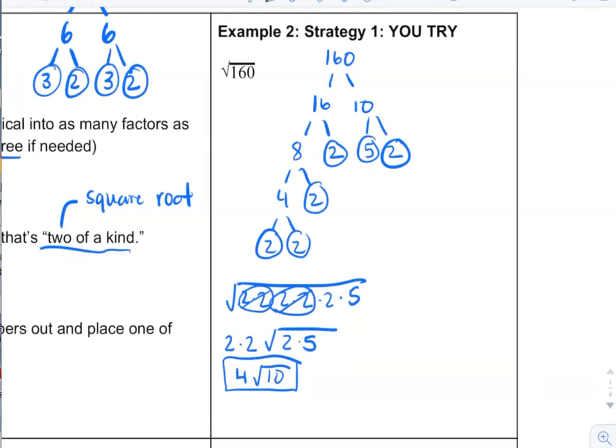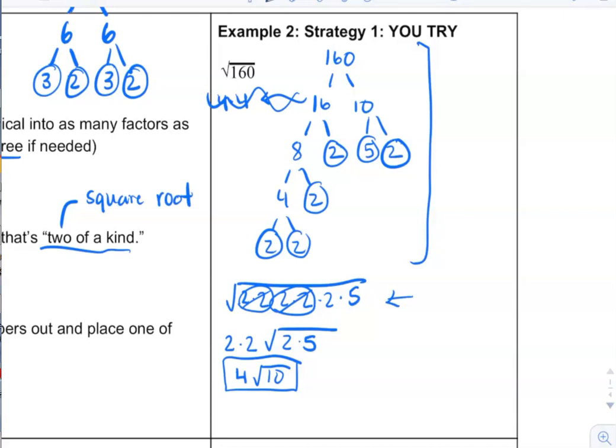All right, here's your answer for strategy 1, example 2. Realize, guys, that your factor tree could look different. So, for instance, if you broke down 160 like 16 first, as 4 and 4, you'd eventually get to the same prime factors. So it doesn't have to look exactly the same, but you should have under your radical sign right here, 5 2's and 1 5.